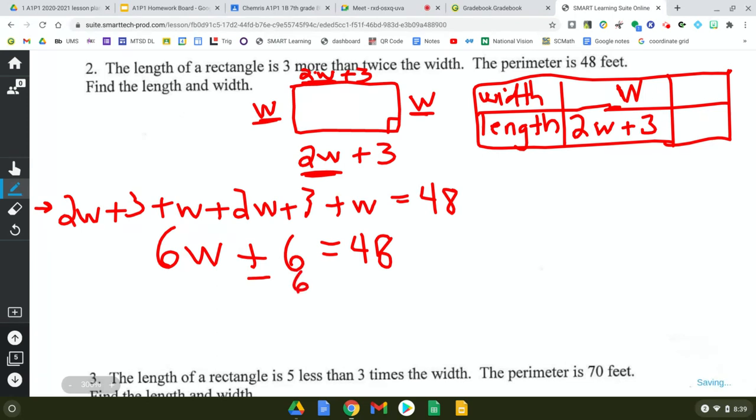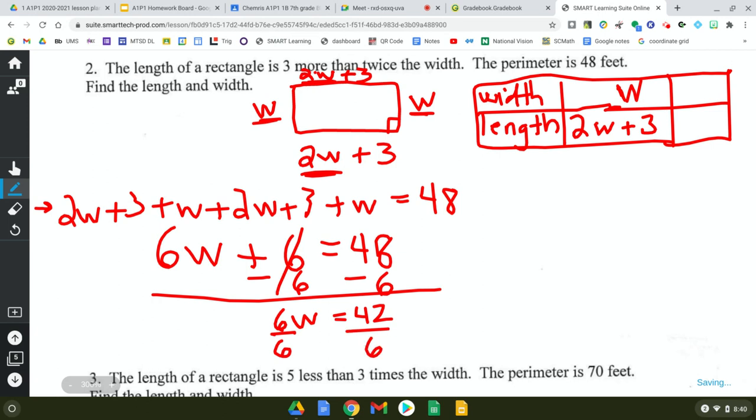Now I subtract 6, and I get 6W equals 42. Divide by 6, W equals 8. Now, where in my chart should I put the 8? Sophia?